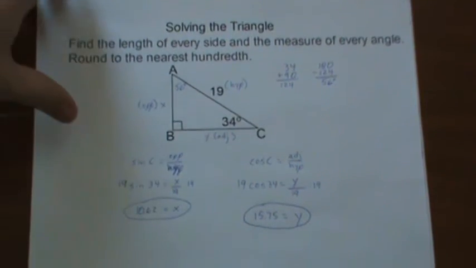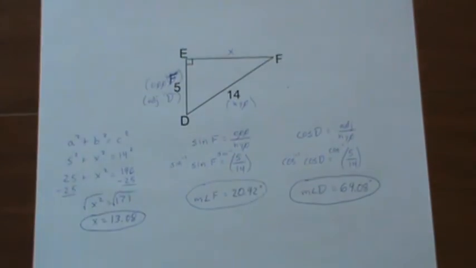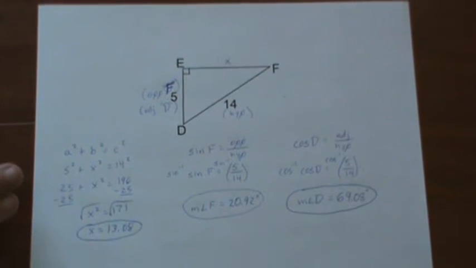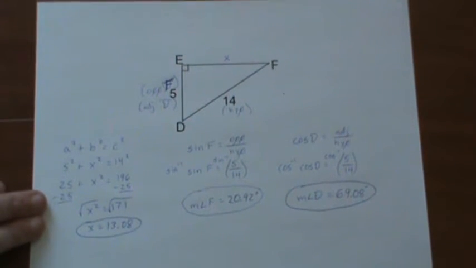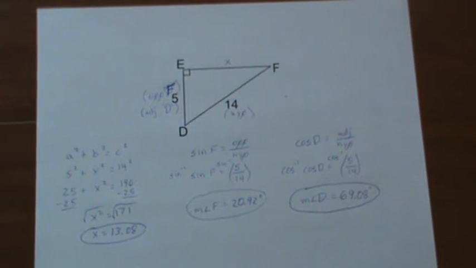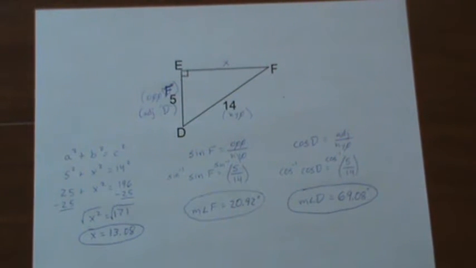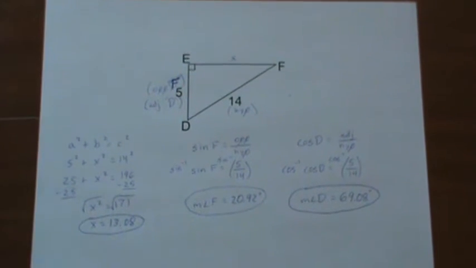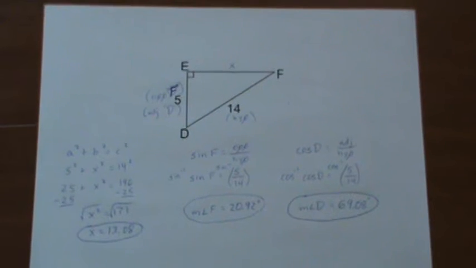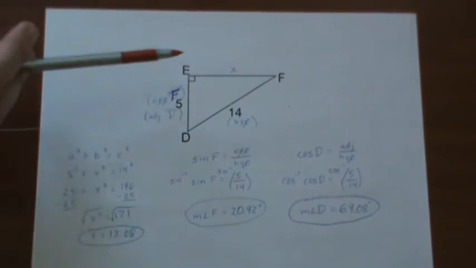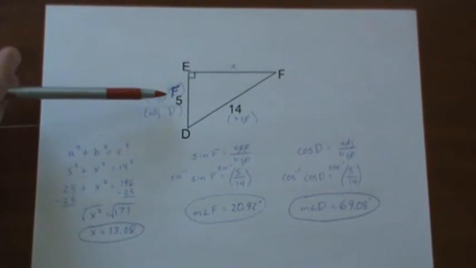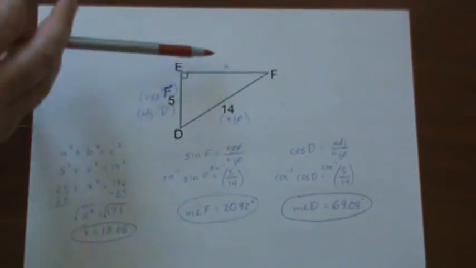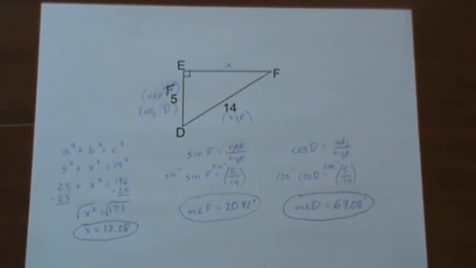I have another example where I'm given two side lengths, and I'm asked to solve the triangle. So whenever we're solving a triangle, we could use Pythagorean Theorem, we could use trigonometry, we could use some sort of combination thereof. I chose to find the length of segment EF first. So when I found the length of segment EF, I used Pythagorean Theorem, where a squared plus b squared equals c squared, a and b being the lengths of the legs, c being the length of the hypotenuse.